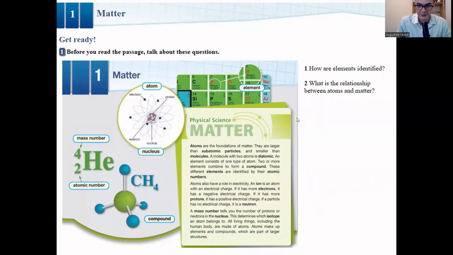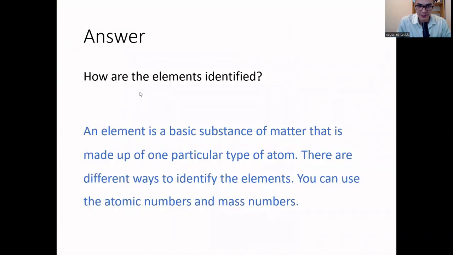Here are the answers. So for the first one, how are the elements identified? Since an element is a basic substance of matter that is made up of one particular type of atom, there are different ways to identify the elements. For example, you can use the atomic numbers and mass numbers that you see in the periodic table.